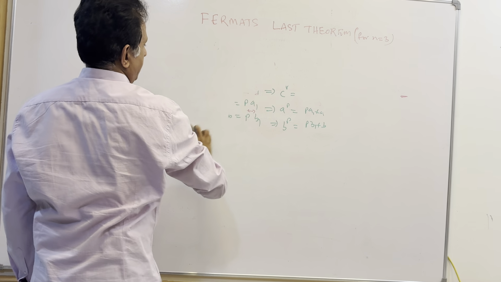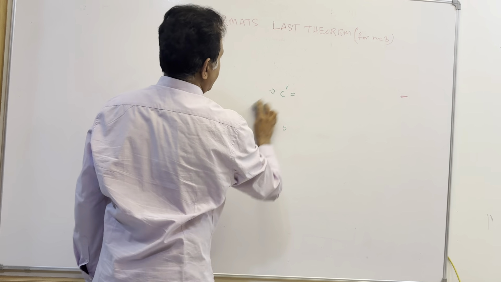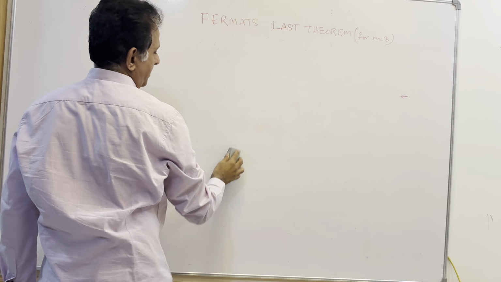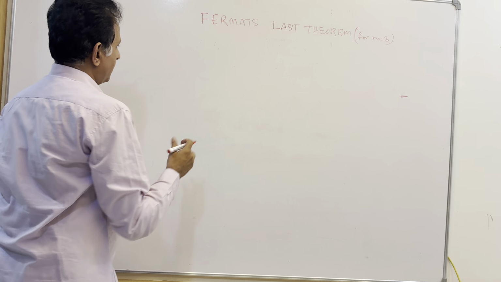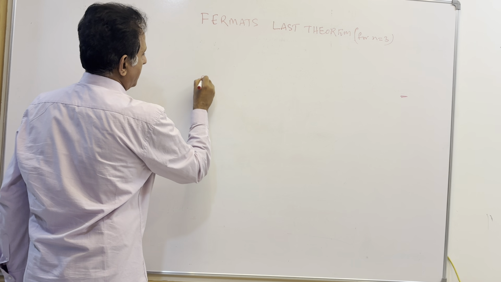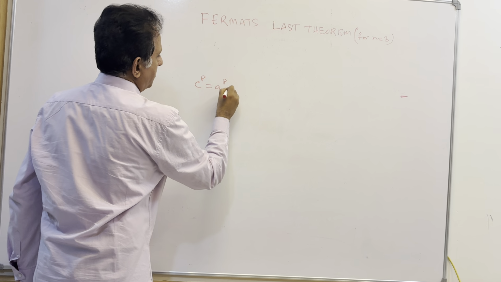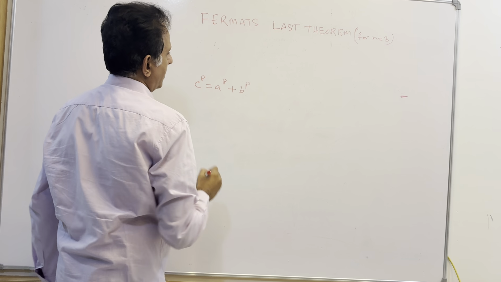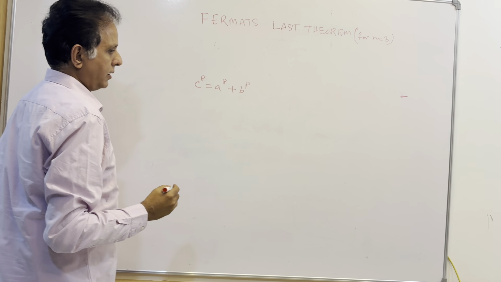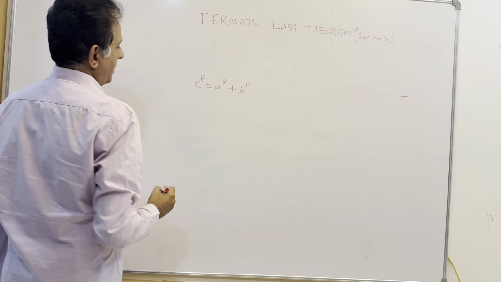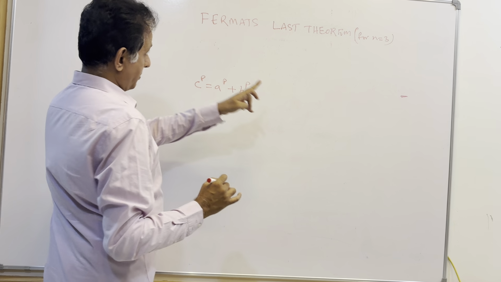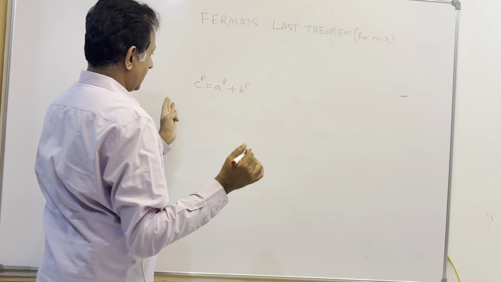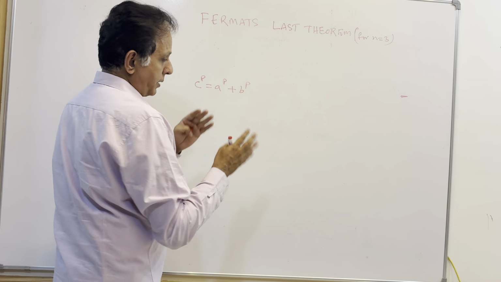Now this becomes a little interesting, or a little complicated. Okay, so now I write c power p is equal to a power p plus b power p. Alright, there is a difference. Now with p an odd prime. Except 2, every prime is odd.